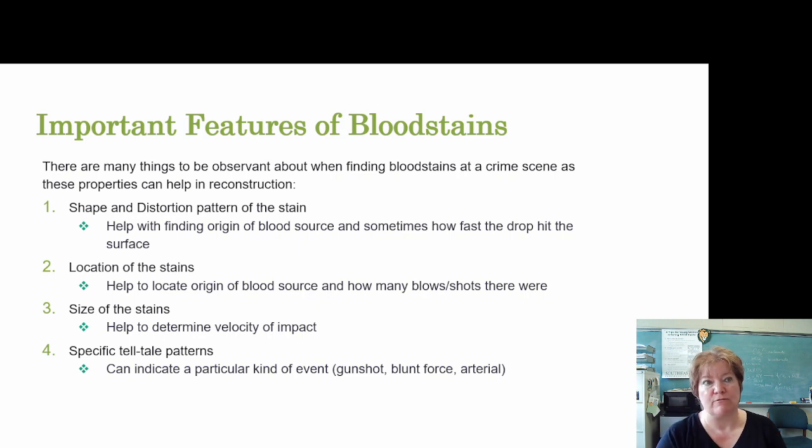So a blunt force impact has a specific kind. Arterial injury has a specific kind, and we'll go into those. So we're going to take these one at a time. We're going to start with the shape.